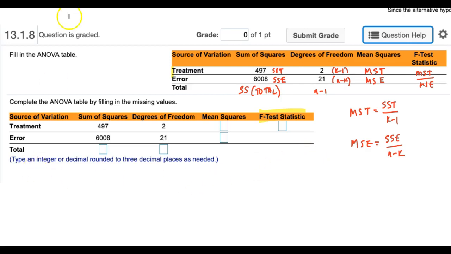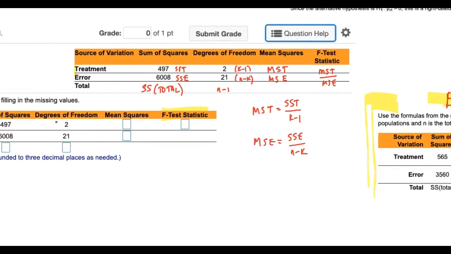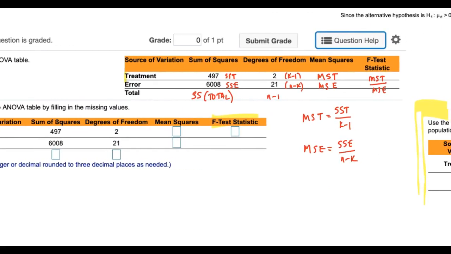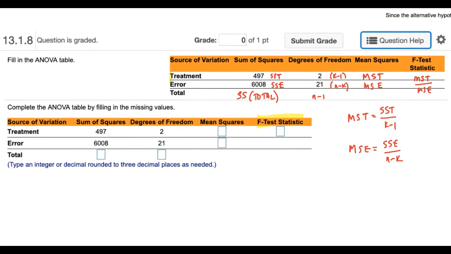In this case, first you need the total here. That would be what comes up next, the total. In this case here, this would be 23. This would be 6,505. The mean square with treatment is just going to be 497 divided by 2 equals something. This one here is going to be 6,000.